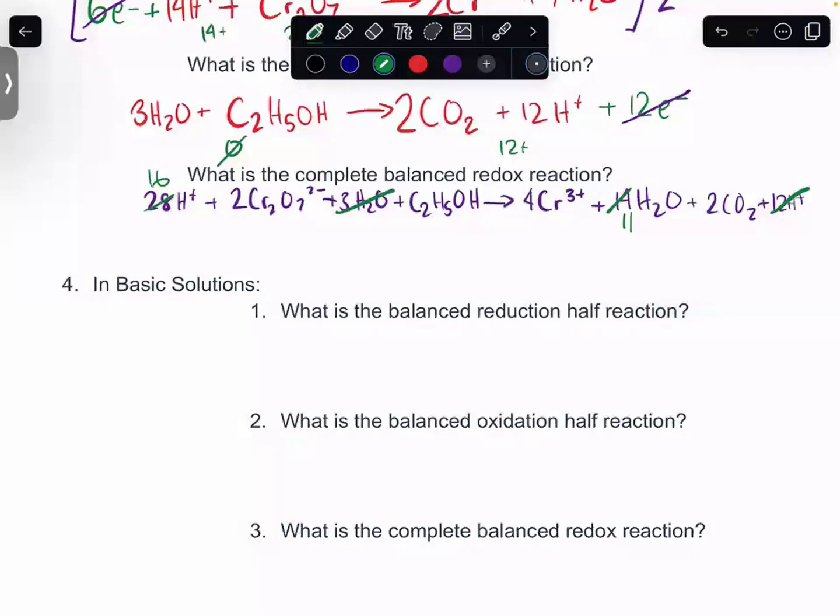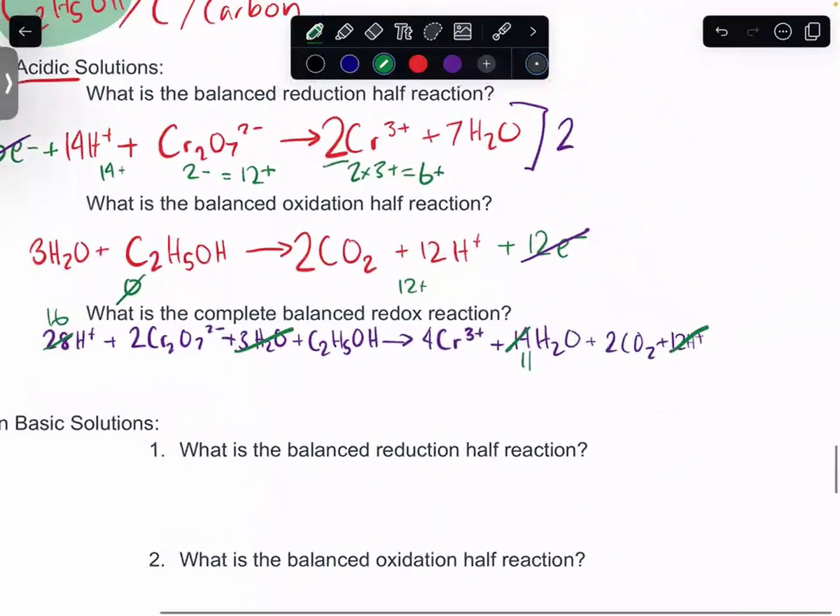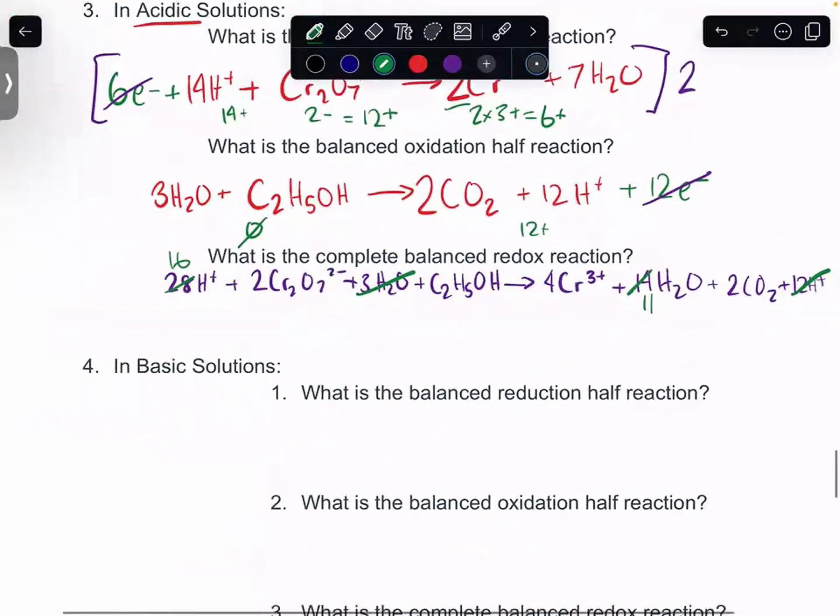All right, so we're going to do this in basic solutions, even though I would not provide it for an acidic solution like one with vinegar, but we can do it anyway. We're going to start off with our balanced reduction half reaction. So once again, we have dichromate, Cr2O7 2 minus, that reacts to form Cr3 plus. I'm going to balance out the chromium by adding 2 to the right side.